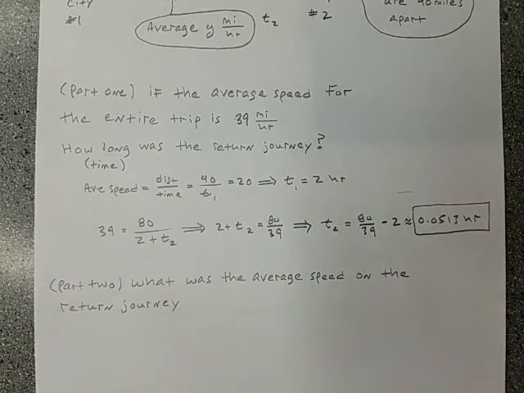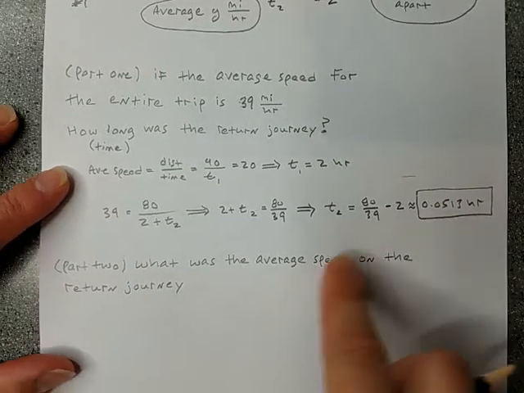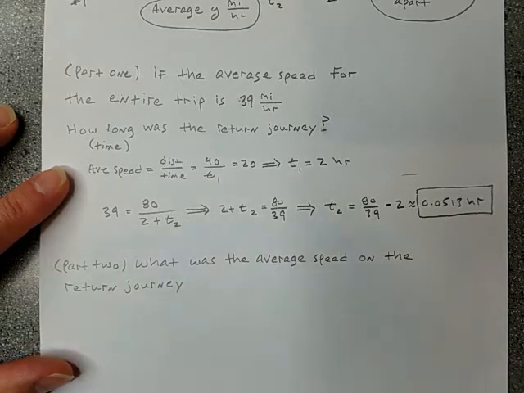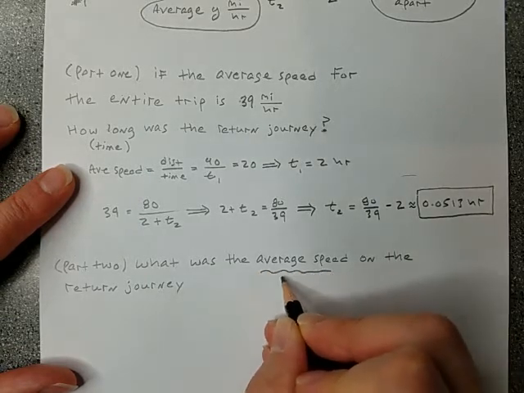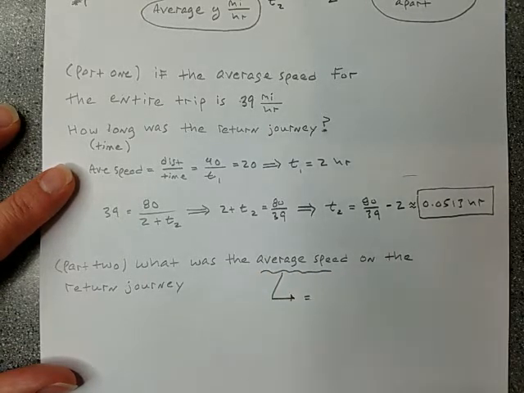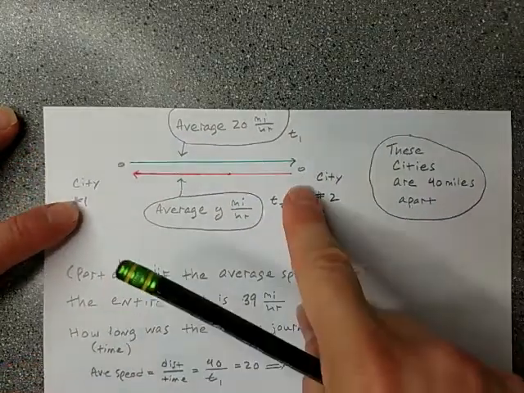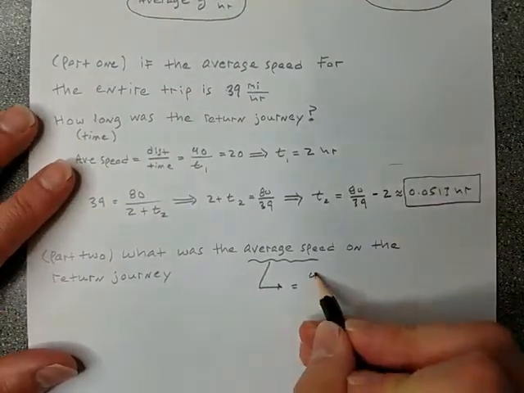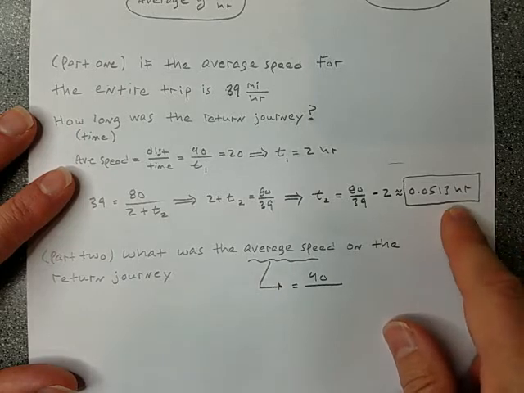Okay? Now, how does that translate into the average speed? Okay, what was the average speed on the return journey? Well, again, what do we mean by average speed? It is the total distance over the total time. Oh, on the return journey, it's 40 miles. Okay. And then the total time, that's what we figured out here.